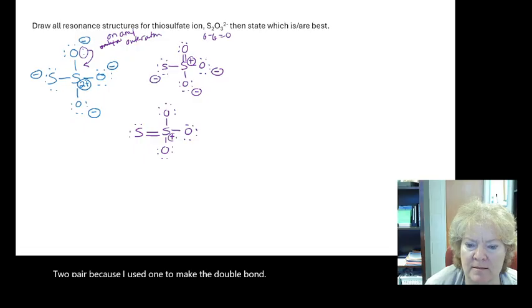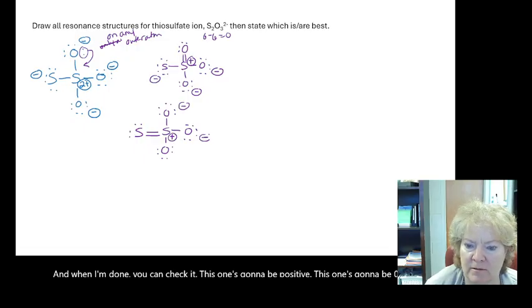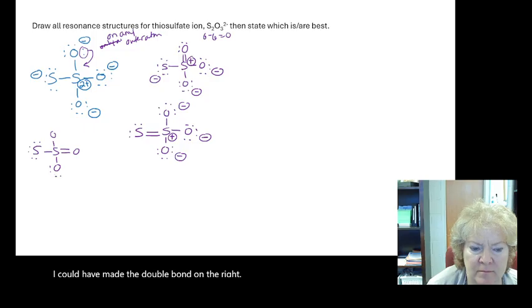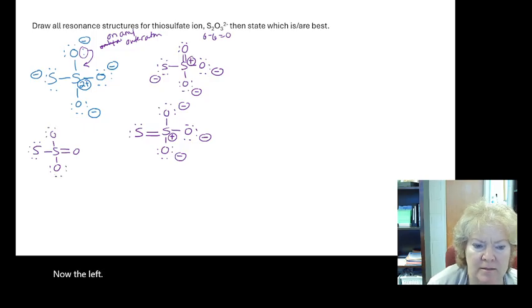This one's going to be positive. This one's going to be 0. These are going to be negative. I could have made the double bond on the right. Now the left and the bottom and the top didn't change. But this one I used up one of the lone pairs to make a double bond.